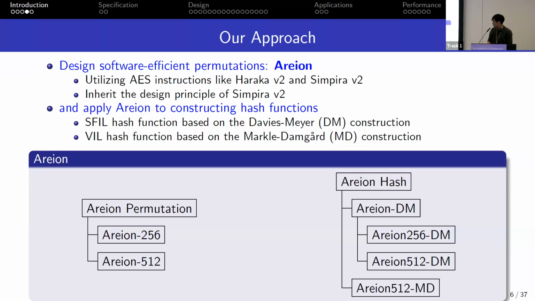And this is the Areion permutation and Areion hash family. The Areion permutation is divided into 2 variants. One is Areion256 and the other is Areion512. The hash family is roughly divided into two. One is Areion-DM and the other is Areion512-MD.